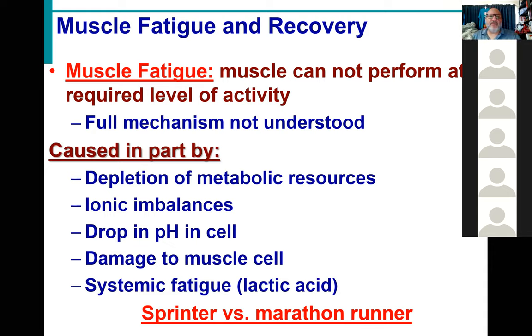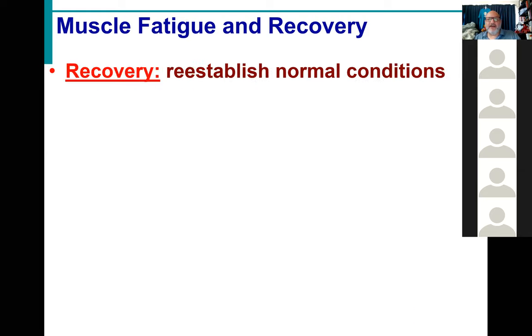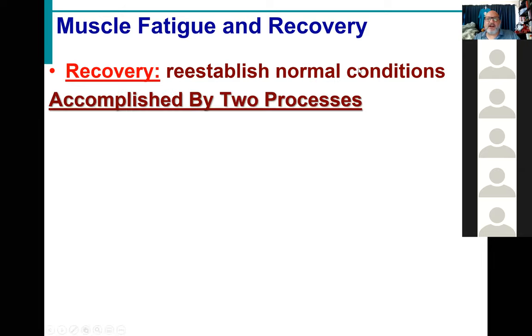All right. Excellent. Now, obviously, once that pitcher is now throwing the ball 95 miles an hour, that doesn't mean he can never throw 100 miles an hour again. He just needs that muscle to recover. Recovery is the reestablishment of normal conditions. And there are a couple main processes that are involved in this recovery.